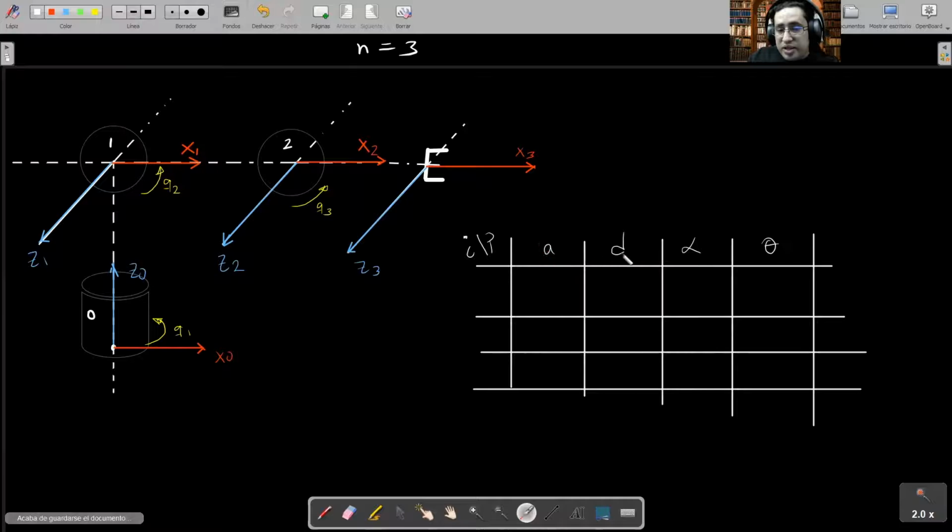Remember, this is distance along x, distance along z, angle about x, angle about z. This and this should be constant because all the motions are every time along the current z axis. But in this case, we have only joints of revolution, revolute joints, then this is going to be the only variable. Okay, we start with the first. Here, it's possible to see that we find a. a is going to be the distance from the intersection, the distance from O1.